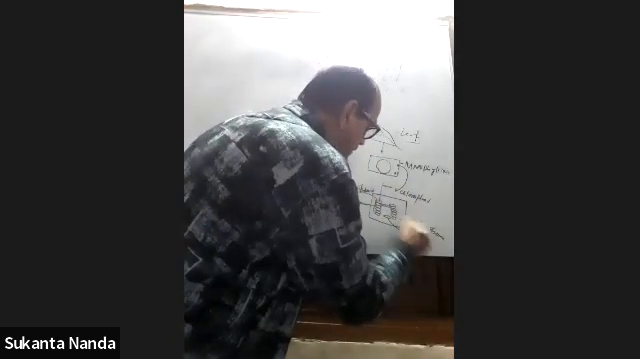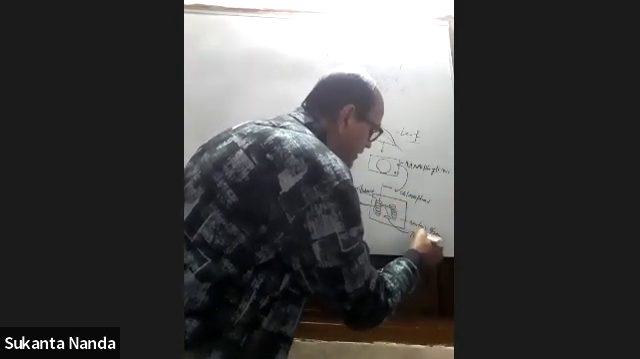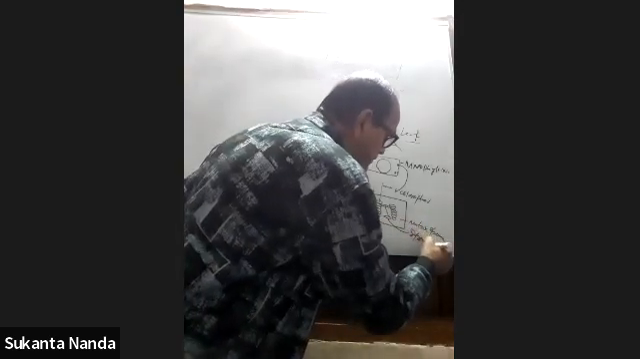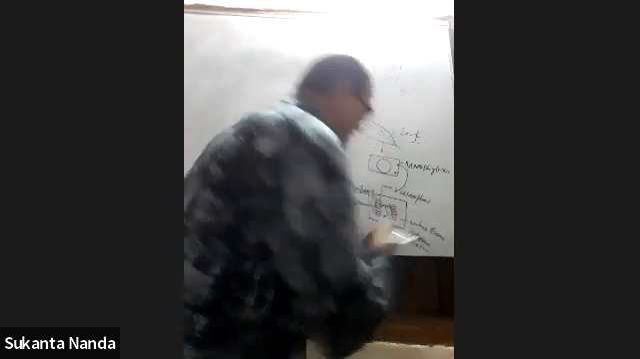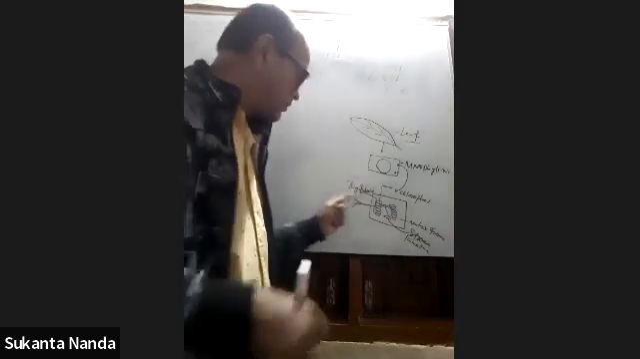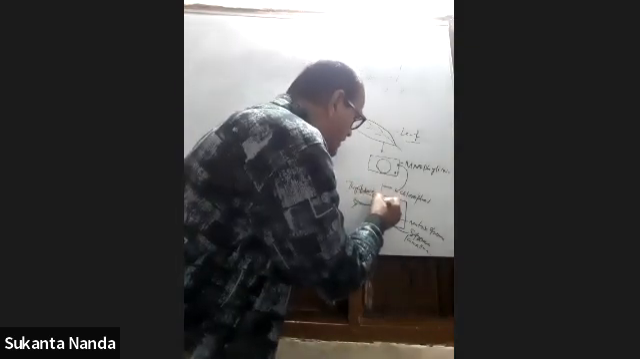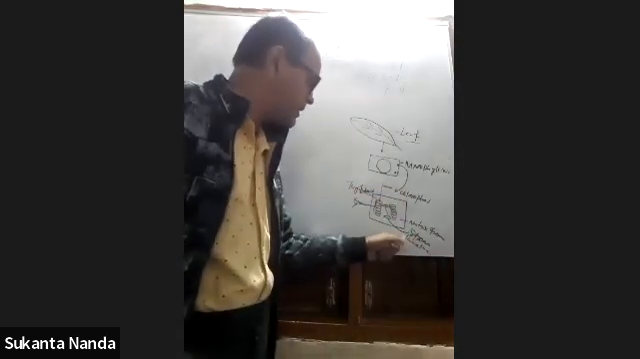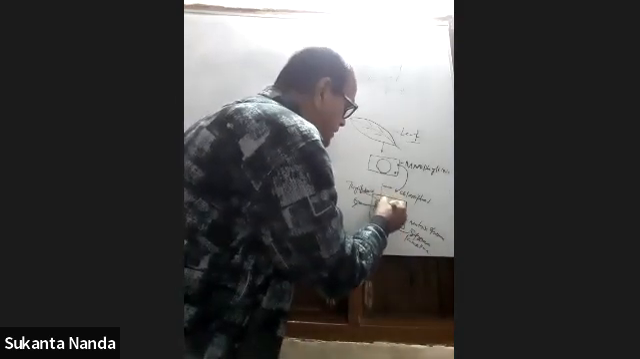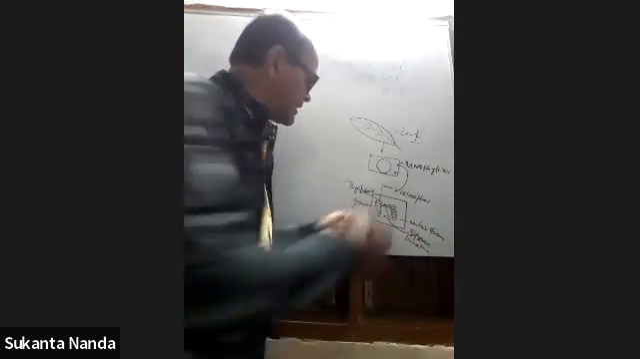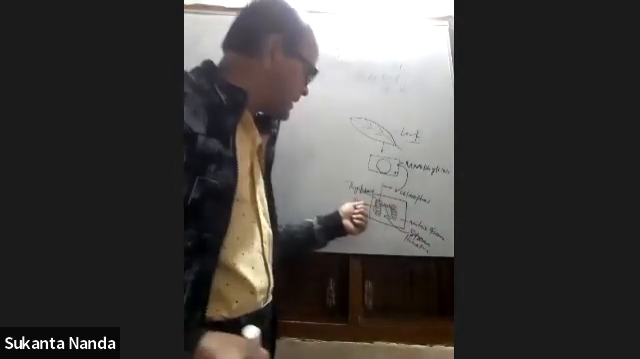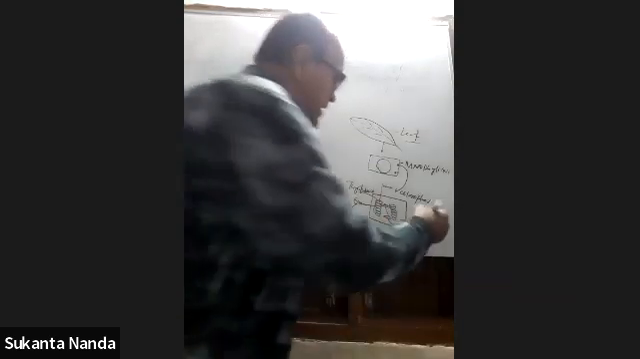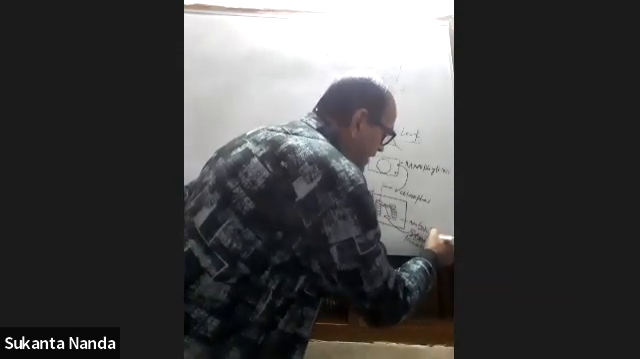And this one is called stroma lamellae. Okay, this is called stroma lamellae. I have told you that in the thylakoid chlorophyll is present. Chlorophyll is also present in the stroma lamellae. But in the matrix stroma there is no such chlorophyll presence. So in the matrix stroma the dark reaction takes place.